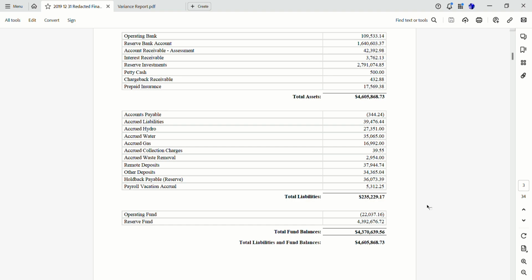And also here we can see the total fund balance includes two parts. One is our operating fund, which is negative 22,037.16, and our reserve fund, 4,392,676.72. At the starting point, we know our total fund balance, or total equity, and we can then move forward to see the details and also the other areas of our financial factors.